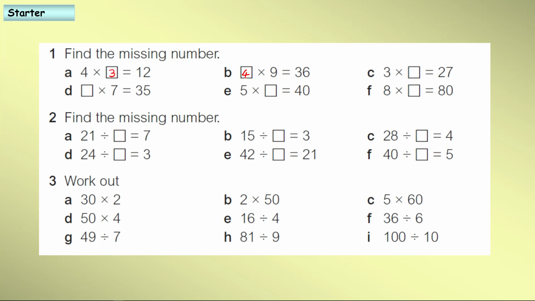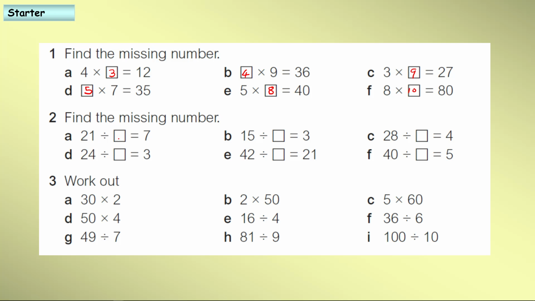You should have 4 in there if you got that tick. 3 times 9 gives me 27. Something times 7 gives me 35. Should have 5 in there. 5 times something gives me 40. So that's our 5 times table. Should have 8. And a nice simple one for you. 8 times something gives me 80. And you should have 10 there.